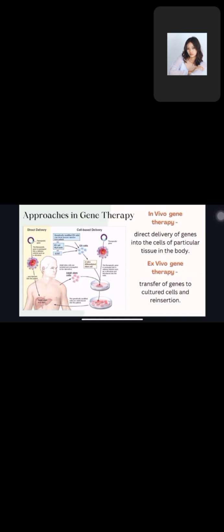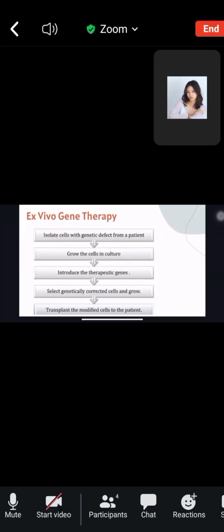So, ex vivo gene therapy: transfer of genes to cultured cells and reinsertion. It involves the genetic modification of cells outside of the body to produce therapeutic factors and their subsequent transplantation back into patients. Ex vivo gene therapy isolates cells with a genetic defect from a patient, grows the cells in culture, introduces the therapeutic genes, selects genetically corrected cells and grows them, and transplants the modified cells to the patient.